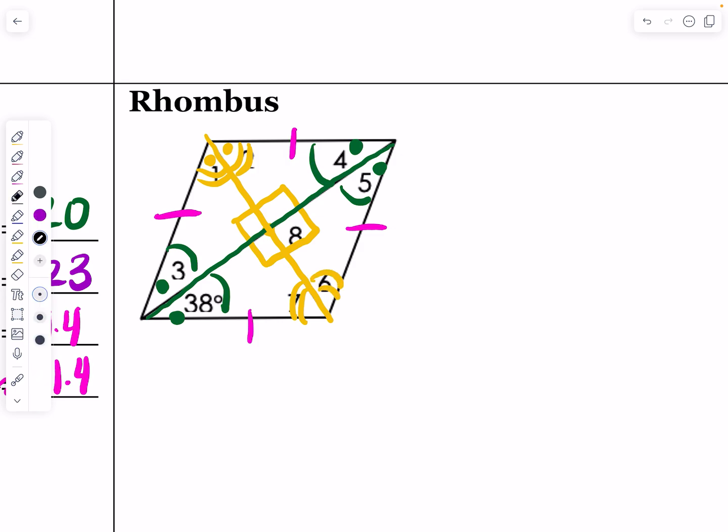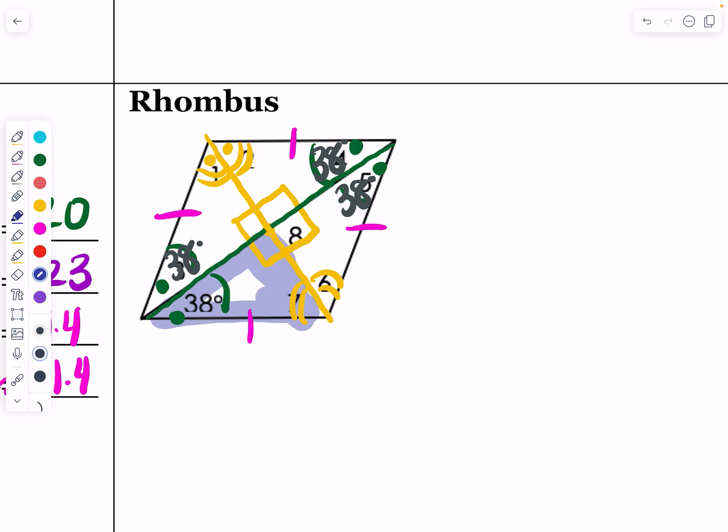So let's fill in those pieces. That would be 38 filled in for angle 4 and angle 5. How do I use what I know about triangles to figure out what those yellow angles should be?